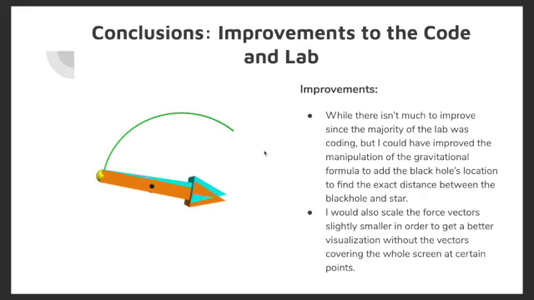As for the improvements that we can make to code it in the lab, we can see that while there isn't much to change, there can be improved manipulation of the gravitational formula to add the black hole's location to find the exact distance between the black hole and the star. We can also, for the scale of the vectors, make it slightly smaller next time for better visualization, as they are shown to be kind of big right here.